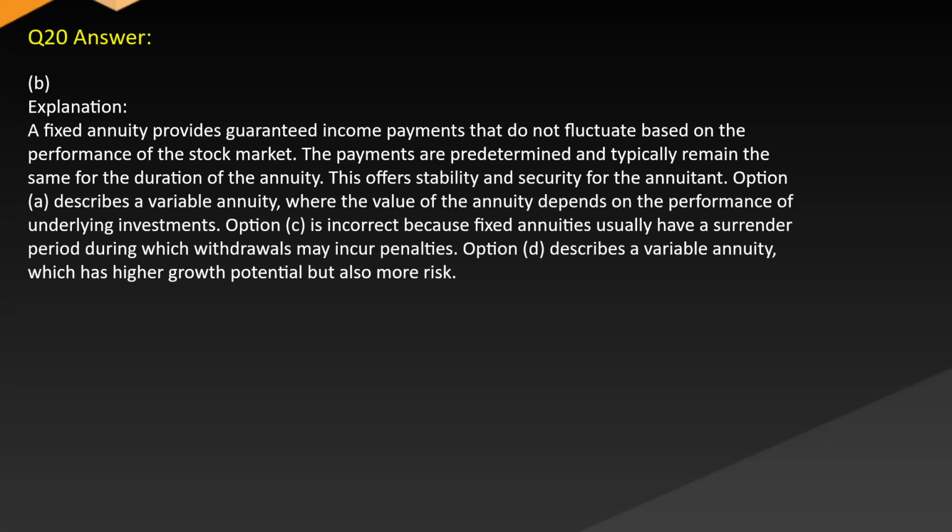Option A describes a variable annuity where the value of the annuity depends on the performance of underlying investments. Option C is incorrect because fixed annuities usually have a surrender period during which withdrawals may incur penalties. Option D describes a variable annuity which has higher growth potential but also more risk.